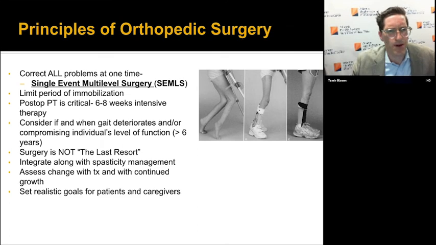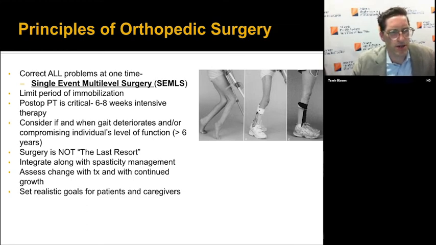This allows for one large surgical setting rather than multiple procedures that are done in successive years as children develop successive deformities, which is what was known as birthday syndrome in the past. After these procedures, and sometimes we're doing anywhere from 10 to 20 procedures in one day, and sometimes in conjunction with Botox, there's a brief period of immobilization followed by intensive physical therapy.